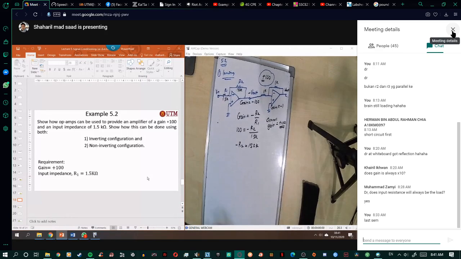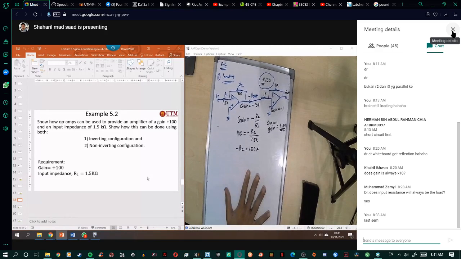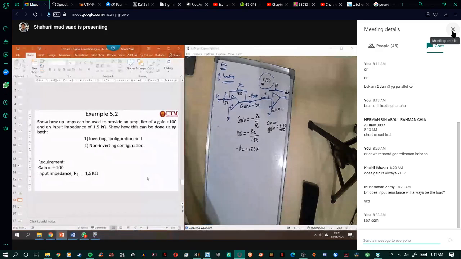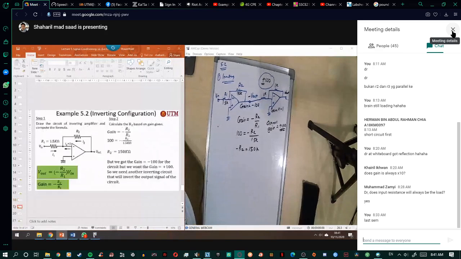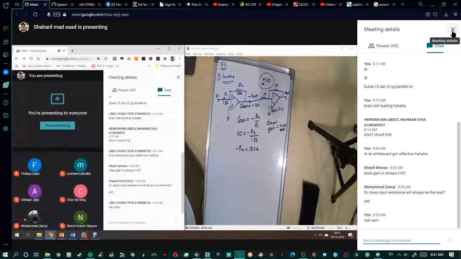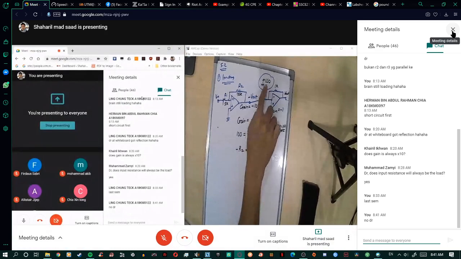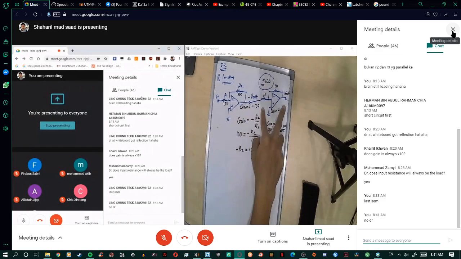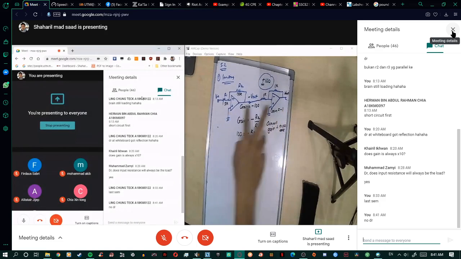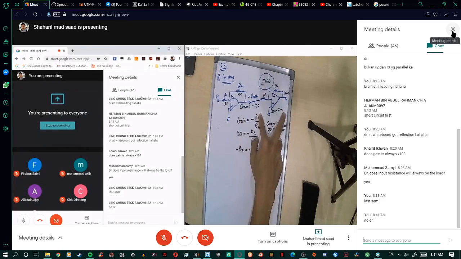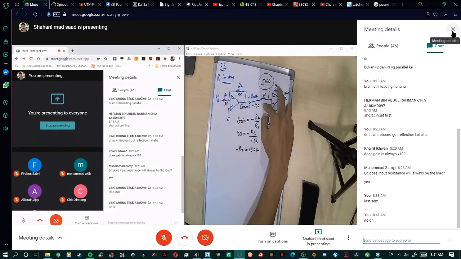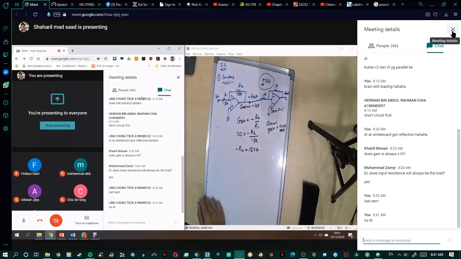Okay, any question? You can look at the solution here. Any question? No? We want to achieve plus 100. That means we need two inverting stages. But for the second inverting stage, you need to choose the same value.